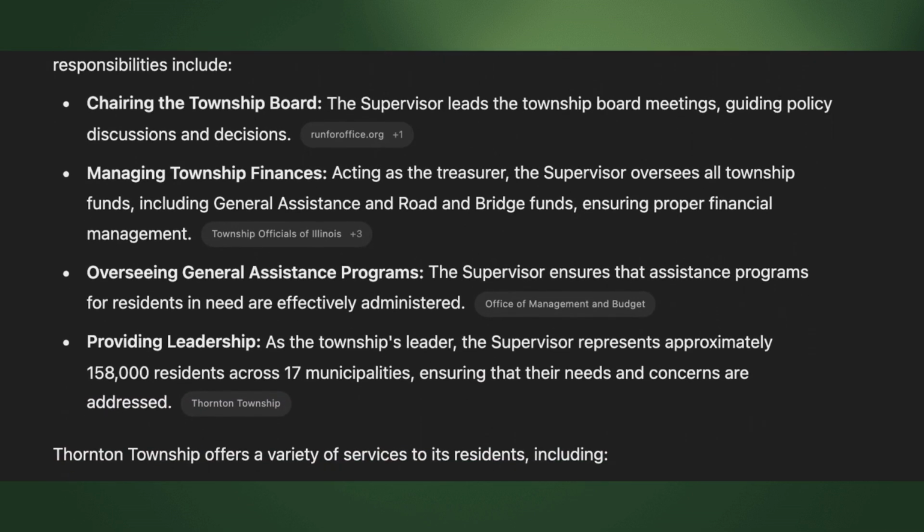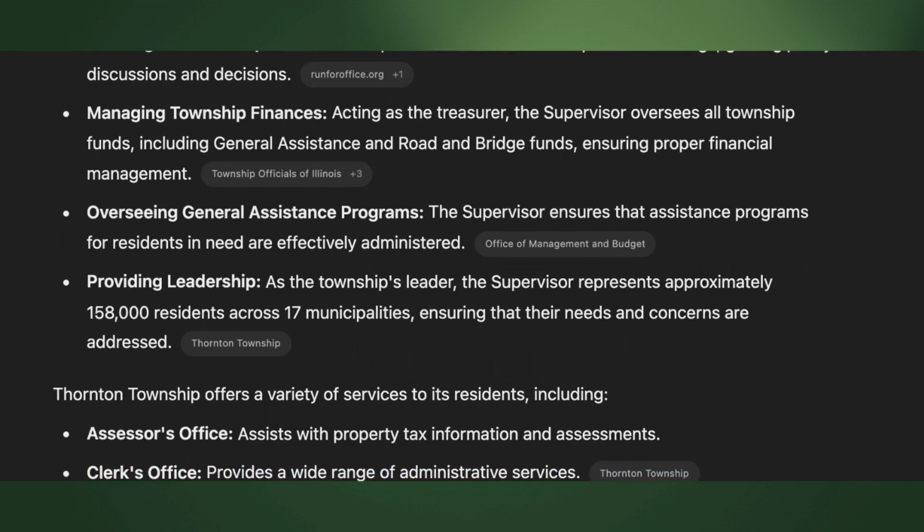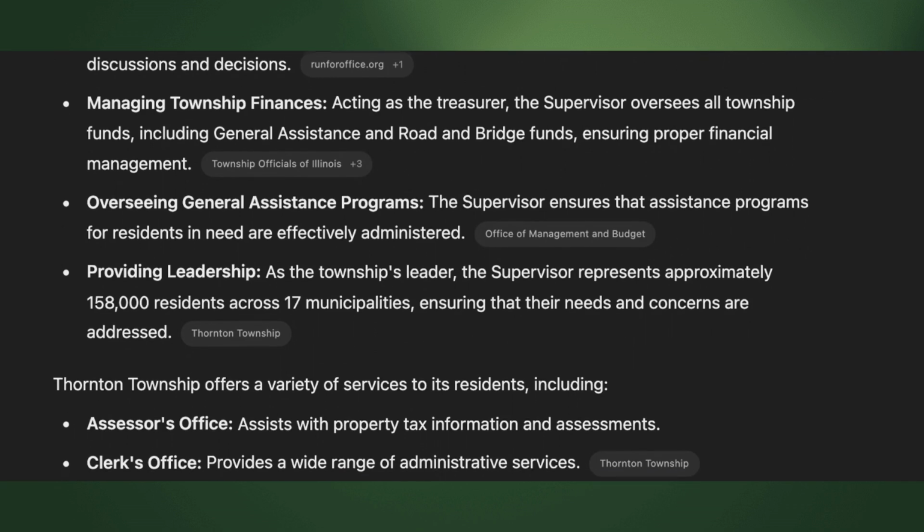Chairing the township board, the supervisor leads the township board meetings, guiding policy discussions and decisions. We know that. That's the usual meetings that we watch. Managing town finances, acting as the treasurer. The supervisor oversees all township funds, including general assistance and road and bridges funds, ensuring proper financial management. So we know that as well.